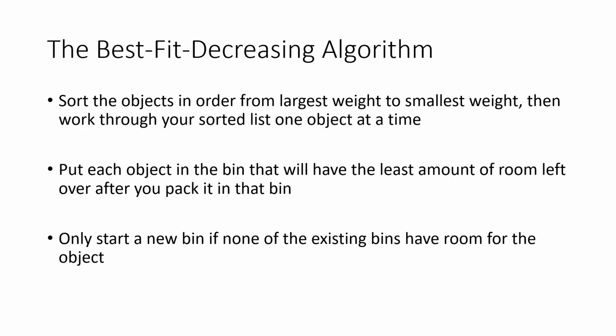Okay, so the best fit decreasing algorithm is a similar variation to the best fit algorithm. Again, as we said, first we're going to sort the objects in order from largest to smallest, and then work our way through that list one object at a time. We're going to put each object in the bin that will have the least amount of room left over. Remember, that's what we mean when we say best fit. That doesn't mean best solution. It means we're looking for the best fit for each object. And then, just like in the first fit algorithm, we only start a new bin if none of the existing bins have room for the object.